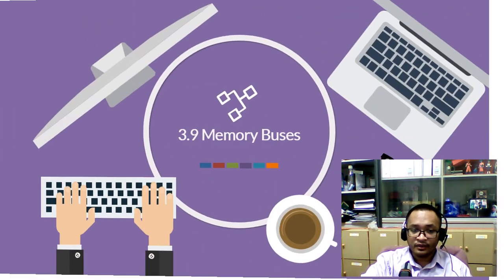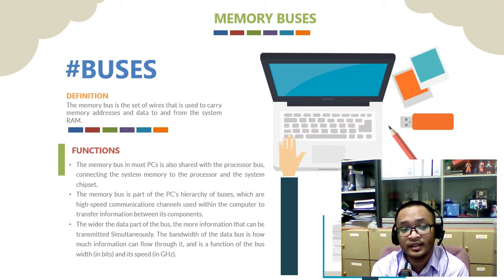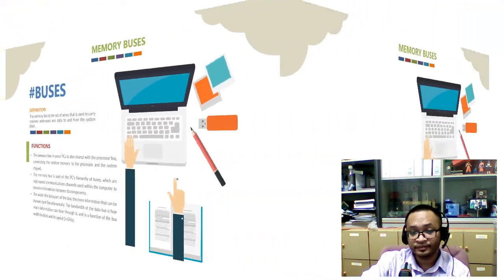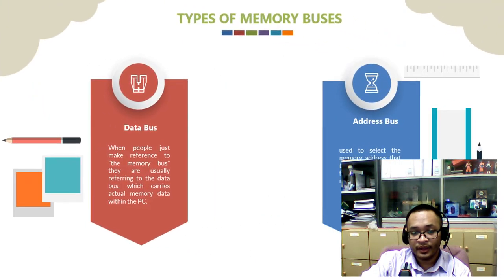So memory bus. What is a memory bus? The memory bus is used to transport data from one location to another. Usually you can see the memory bus on your motherboard. The memory bus is a set of wires that is used to carry memory addresses and data to and from the system RAM. Basically we have two types, either 32-bit or 64-bit architecture. You can read this on your own.